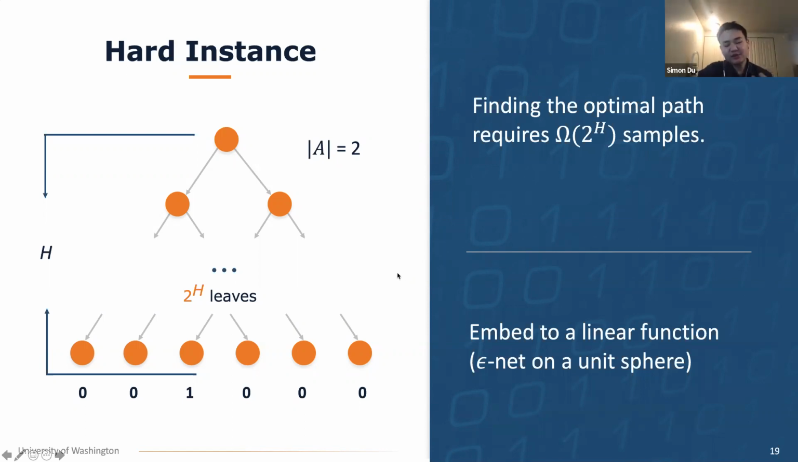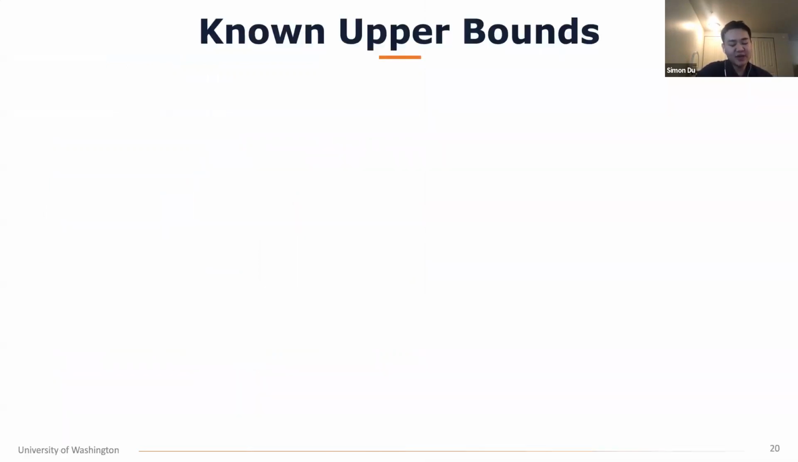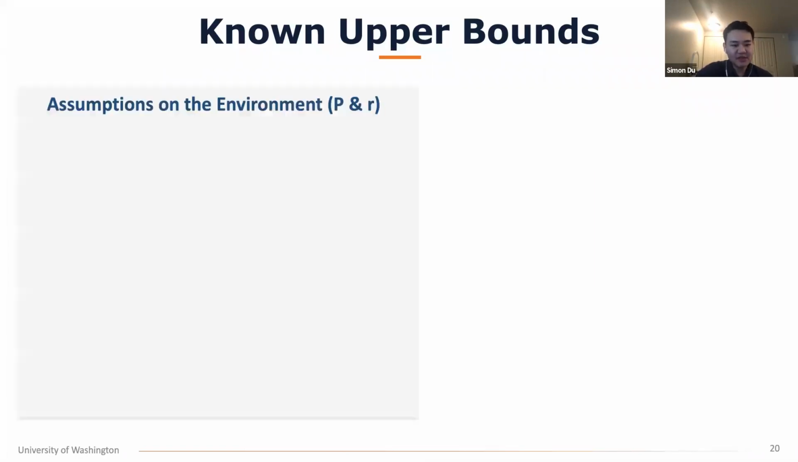So I have given you two exponential lower bounds. You may wonder when reinforcement learning with function approximation is actually solvable, when you have polynomial upper bounds. Here are some existing upper bounds.